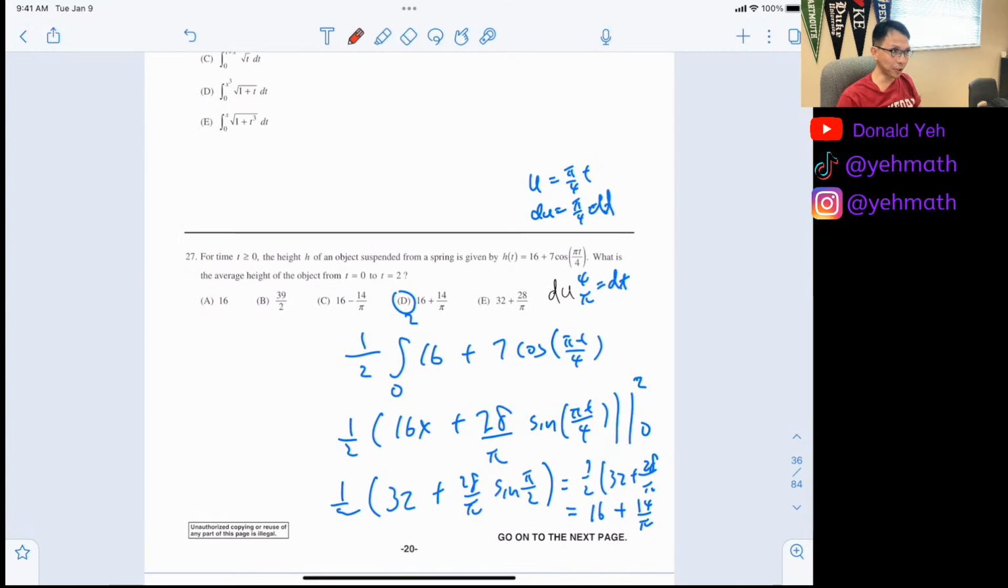I know the next question is probably 27. So 27, there's no easy way out, so you just have to integrate it. Let u equal pi over 4 t, du equal pi over 4 dt, therefore 4 over pi du equals dt. So you substitute that, and that becomes 28 over pi there. I should have changed the boundary, but I just decided to use 2 and 0, and I didn't change the boundary.